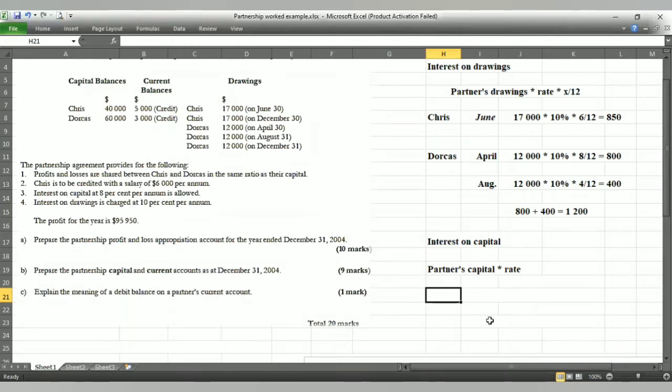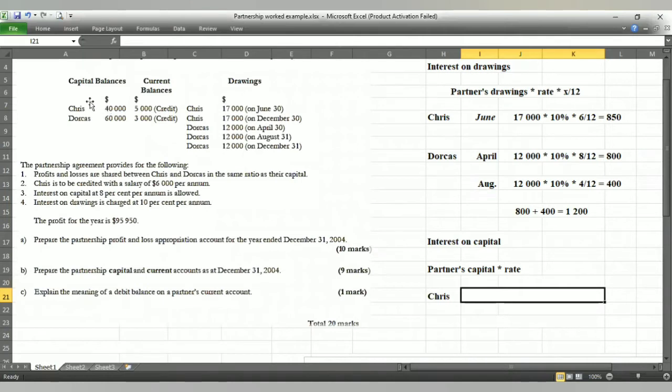And I'm going to begin with Chris. Now, what is Chris's capital? Chris's capital balance, coming from the question as indicated, is $40,000. So therefore it is 40,000 times the rate of 8%, and that gives us a value of 3,200. So Chris's interest that he receives on his capital is 3,200.